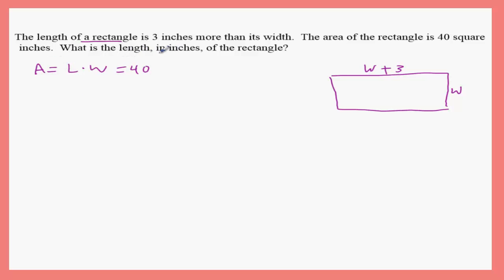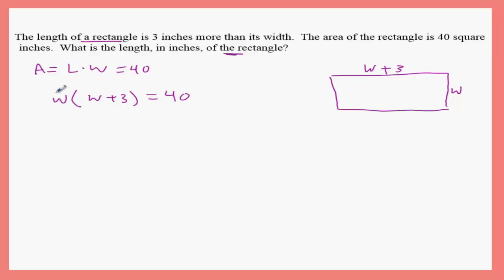What is the length in inches of the rectangle? You need to find L. So first of all, you need to find W. After you find W, you add 3 to it to get the length. Alright, this means the length times the width. So the width, W, times the length, W plus 3, equals 40. Again, this is the area, length times width, equals 40.